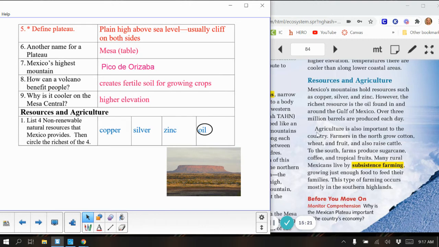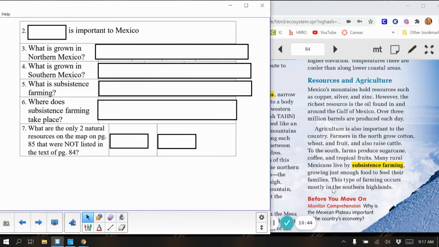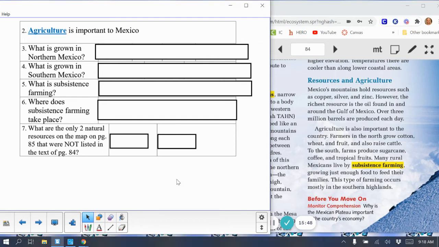So I'm going to continue to read here. Agriculture is also important to the country. Farmers in the north grow cotton, wheat, and fruit, and they also raise cattle. To the south, farms produce sugarcane, coffee, and tropical fruits. Many rural Mexicans live by subsistence farming, growing just enough food to feed their families. This type of farming occurs mostly in the southern highlands. Okay, so we are going to go ahead and switch the page here, and agriculture is important to Mexico.